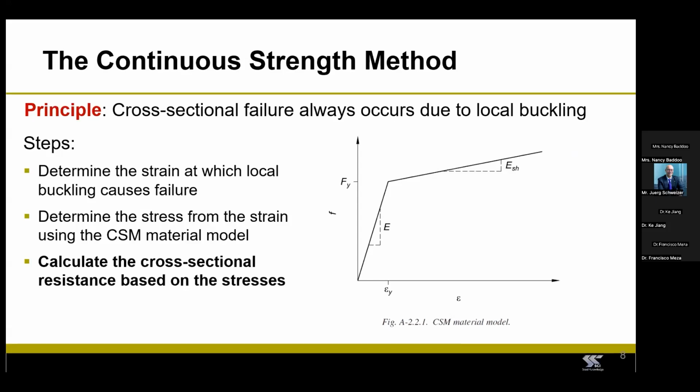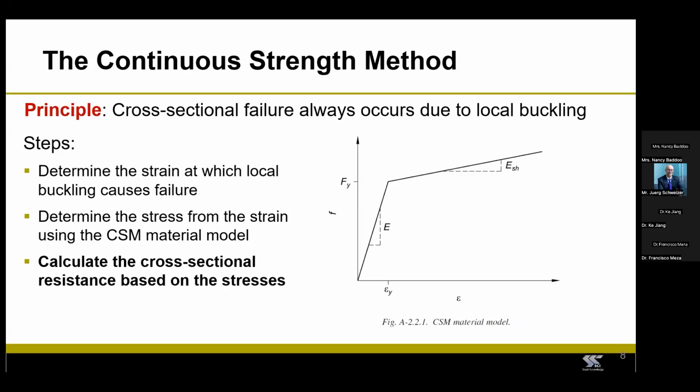Now, once you know the stress distribution within the cross-section, you can calculate the cross-sectional resistance. But instead of you having to derive these equations, this resistance equation, the stainless steel design code will give you the equations that you need depending on whether the cross-section is subject to compression, bending, or any other type of loading.